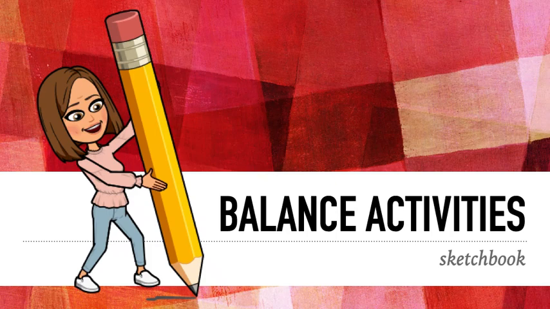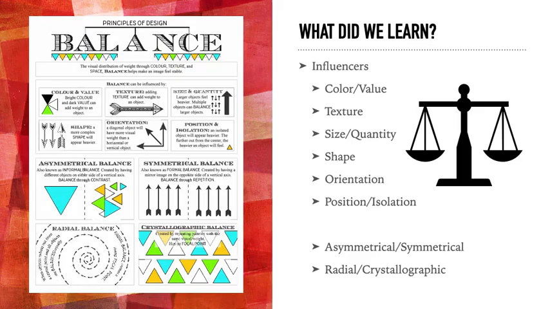All right, so now let's talk about what you're going to be doing in your sketchbook. You all will have a copy of this PDF in Schoology, or for my face-to-face learners in school, it's the balance, and it shows all the influencers that I talked about: asymmetrical, symmetrical, radial, and crystallographic. Hard to say, but basically that's just repeating the same object.